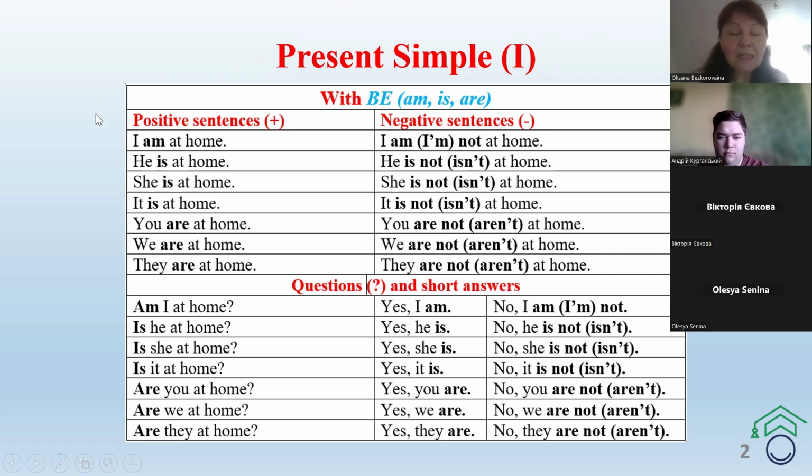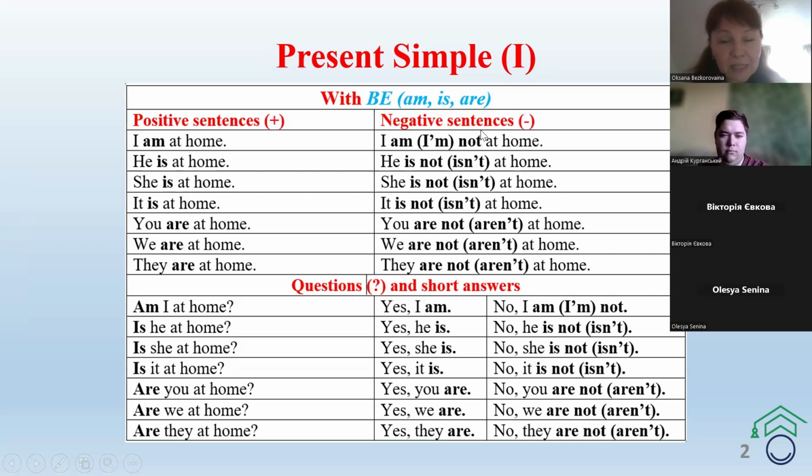Here is a table, and the example of positive sentences in present simple. We see that in present simple we need only one verb. I am at home, he is at home, she is at home, and so on.